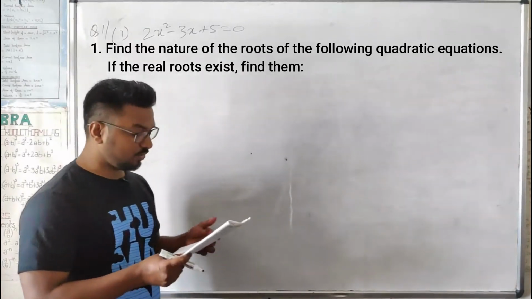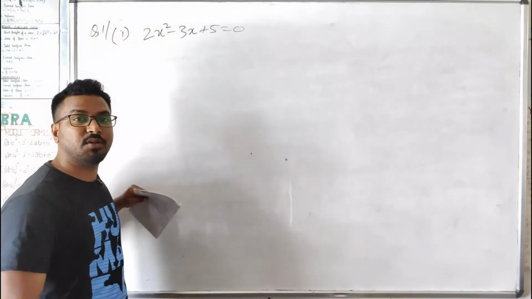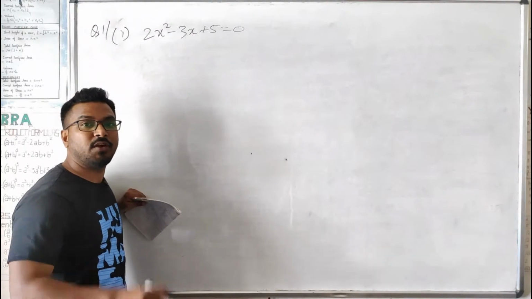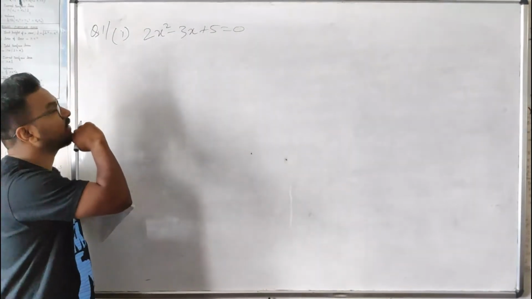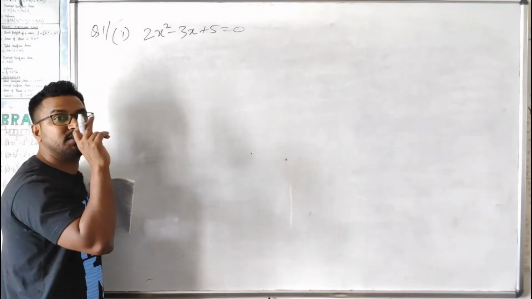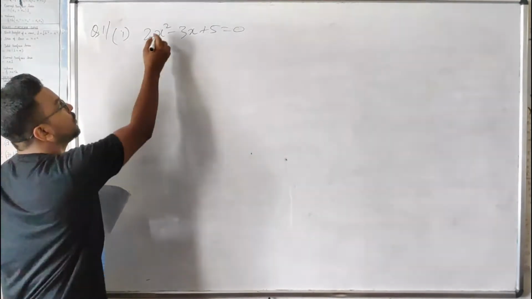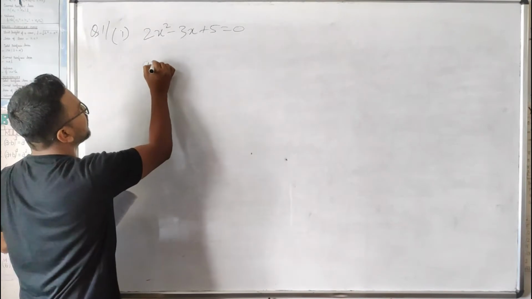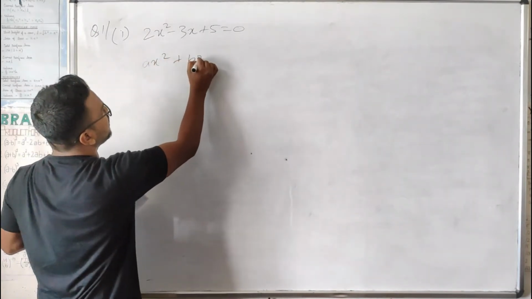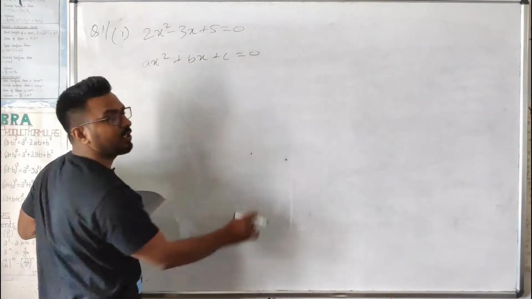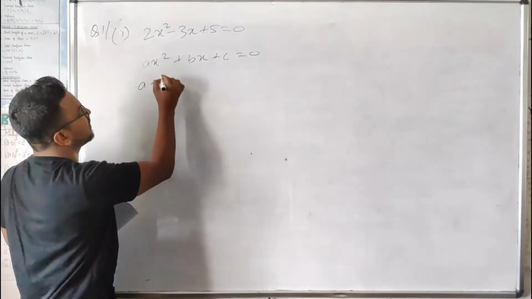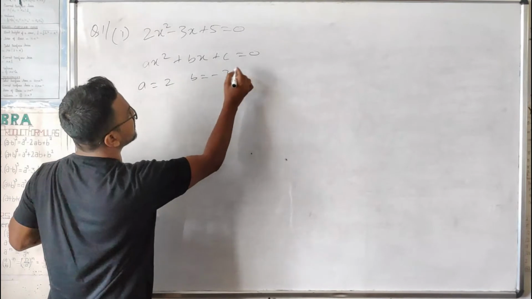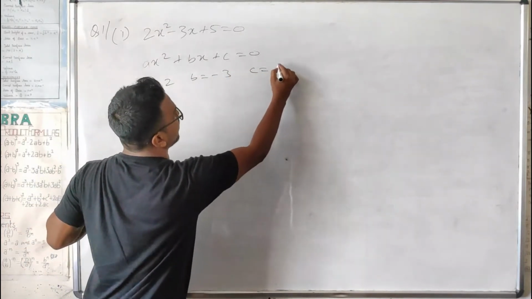To find the nature of the root, what was the formula? We have to find the discriminant. To find the discriminant, first we have to identify what is a, what is b, and what is c. If you compare this with ax square plus bx plus c equals to 0, you will get the value of a, b, and c. So what is a here? A is 2, b is -3, and c is 5.